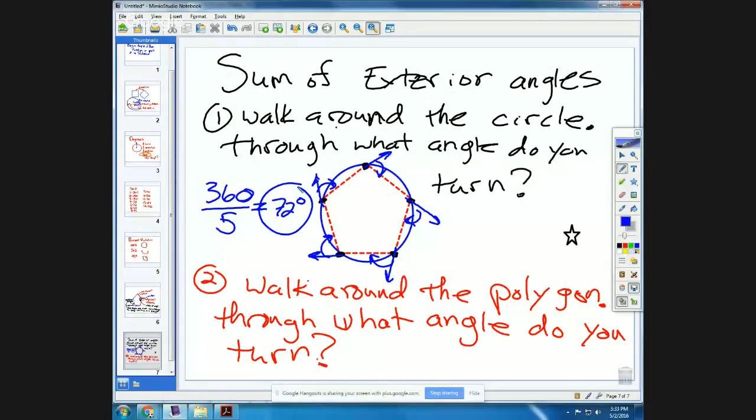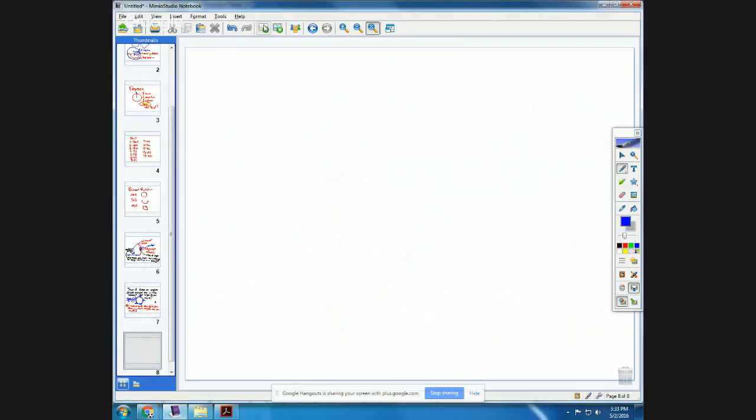Now, some other things that are kind of cool about that idea. Let's get a new screen. Let's get ourselves another pentagon. Here's a pentagon. And then consider one of these exterior angles here. So that's the exterior angle, right?